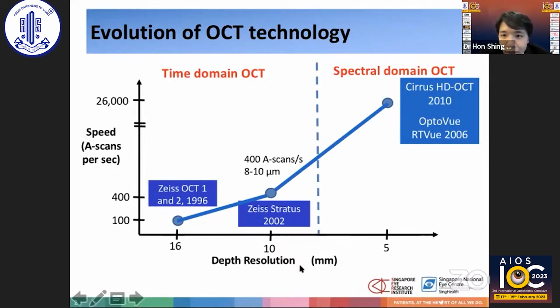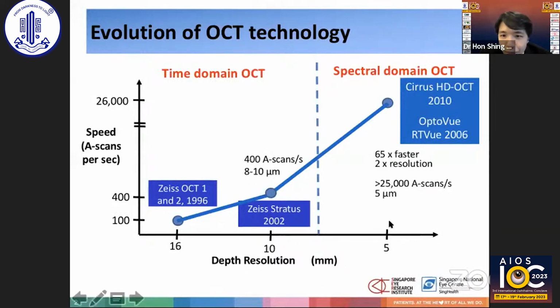By the end of the 1990s, technology moved to spectral domain OCT, which allowed a dramatic reduction in scan time by capturing the complete A scan data relative to a single focus point. And this is done without the mechanical scanning of the reference mirror, and it's using high-speed spectrometers instead.